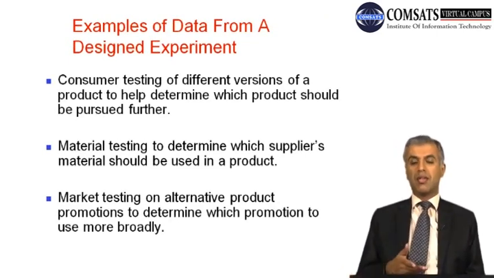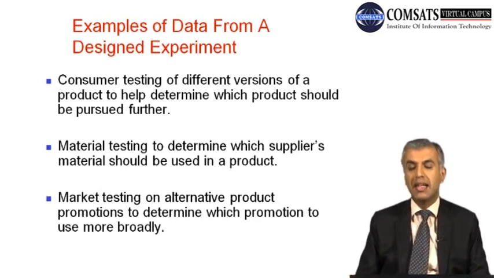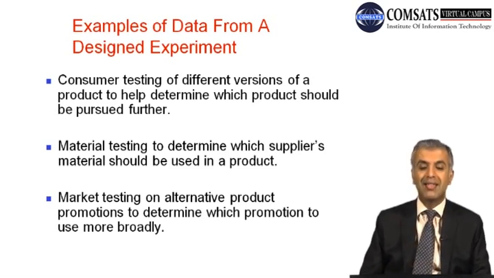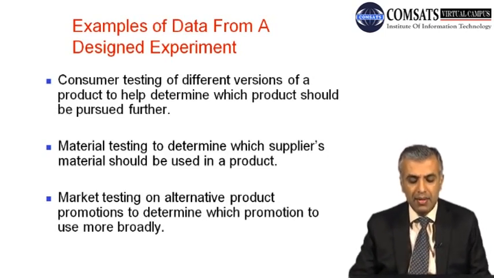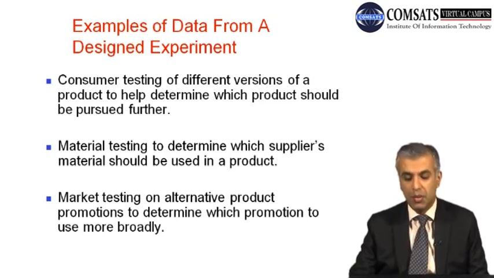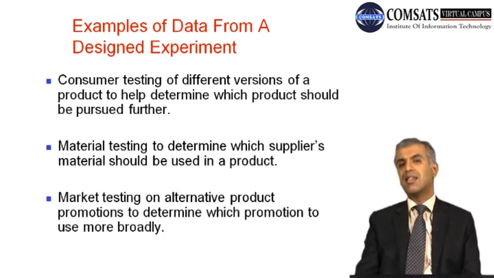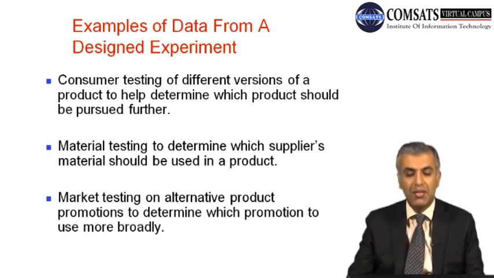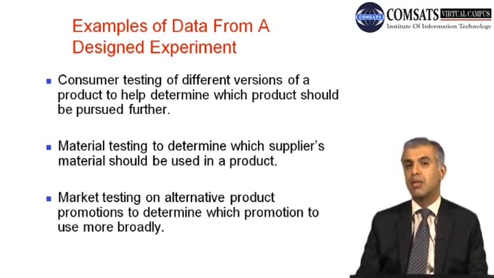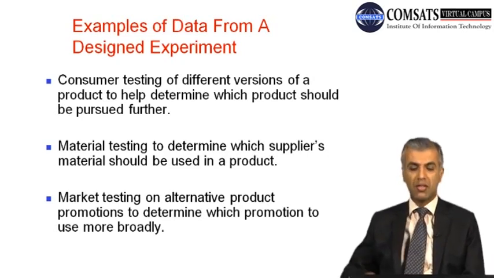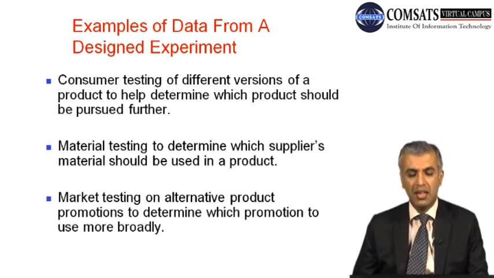Then we have examples of data from a designed experiment, in which we are trying to test various kinds of products, and consumer testing is going on for different versions of that specific product. Then we have material testing to test a product's quality and material. Similarly, we perform market tests for alternative product promotions in order to see which promotion is more effective. So these are different examples of data collected from experiments, and these experiments happen often in business organizations. It's not necessary that the term experiment is used in natural sciences only. In social sciences, and specifically in business organizations, this designed experiment phenomenon is also followed.